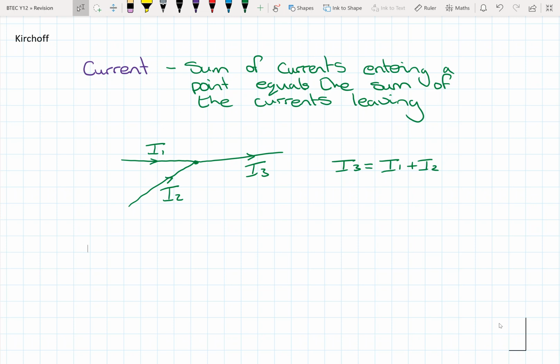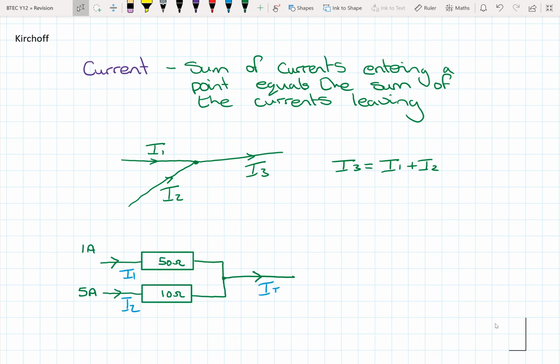The sum of the currents entering a point, we call a point a node, with I1 and I2 here, equals the sum of the currents leaving. Well, in this case, there is only one path leaving, so I1 plus I2 equals I3.